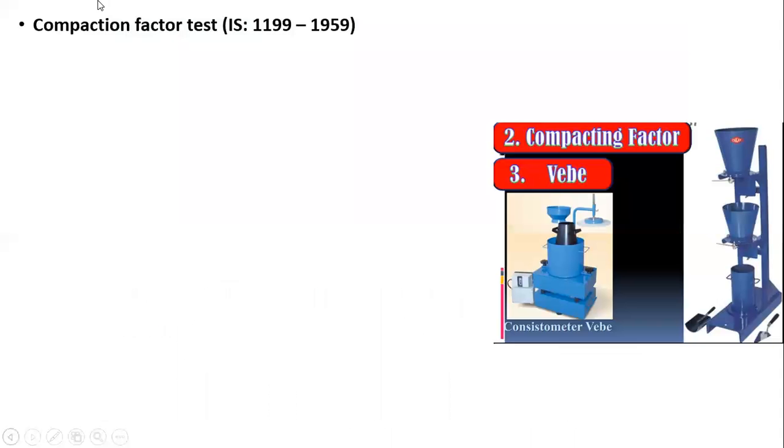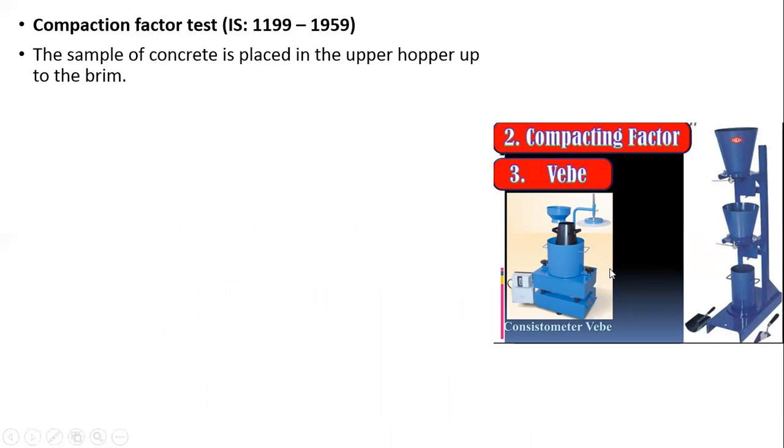Now the second test is your compaction factor test. It is again done with the help of this code, IS 1199-1959. You have already performed this test in your class at your second year level, so I will just discuss it again here. The sample of concrete is placed in the upper hopper. So first you place your concrete in this hopper, okay?